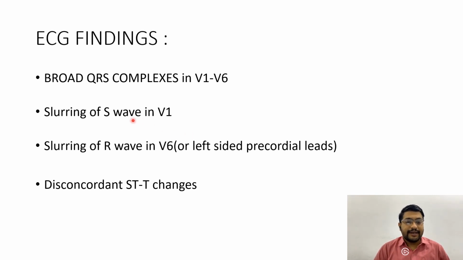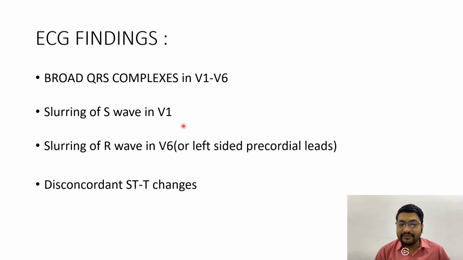All right. The first clue we will have is broad QRS complexes in V1 to V6. We discussed what a broad QRS complex is: any QRS complex which has a width of more than 120 milliseconds, or almost 3 small blocks. So if it is wider than 3 small blocks, we will call it a broad QRS complex.